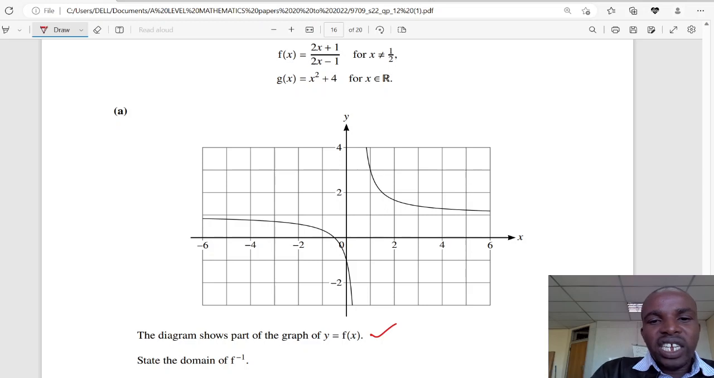So the range, if you can check here, we have 1 here. So it means the graph will never cross 1, right? So the domain of the inverse will be on the other side, and it will also not cross 1, but it will be x. So x is not equal to 1. So x can take any value, which means x is an element of all real numbers, but x is not equal to 1. If you say x greater than 1, x less than 1, it's still the same thing.